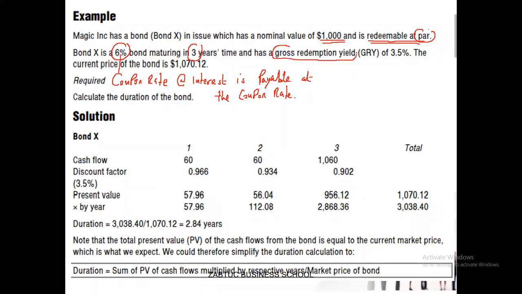Now, is Mr. Mpunguru in the house today? I haven't seen him. Gross redemption yield. Remember in the last class, he was asking me about the concept of the yield.